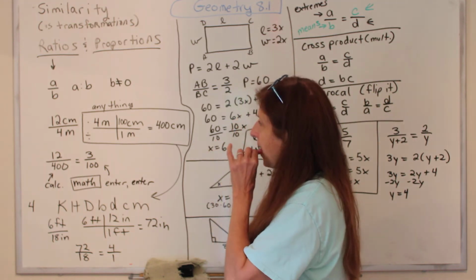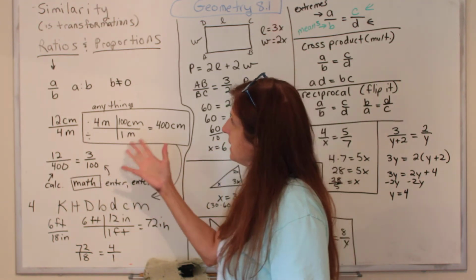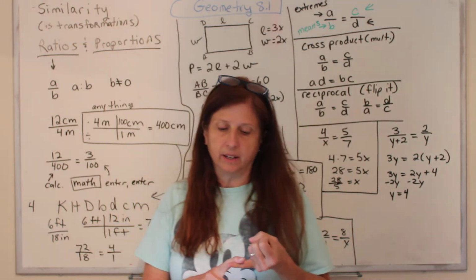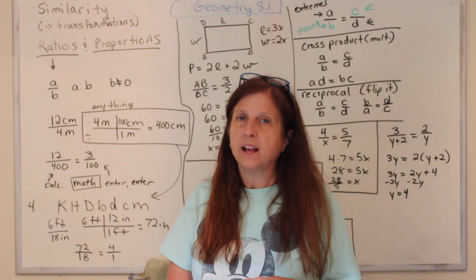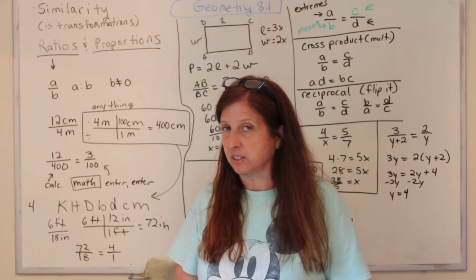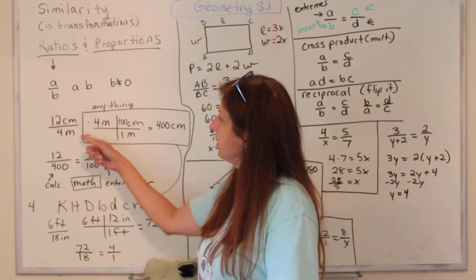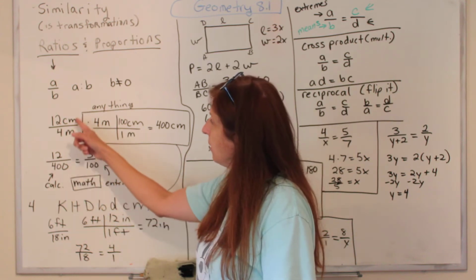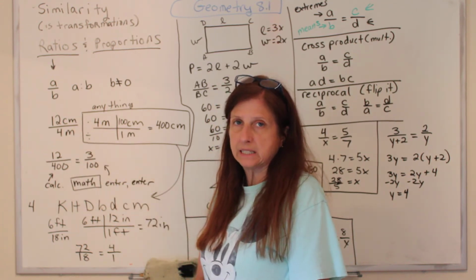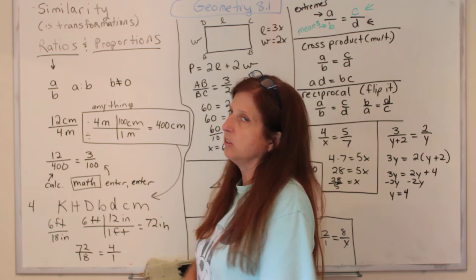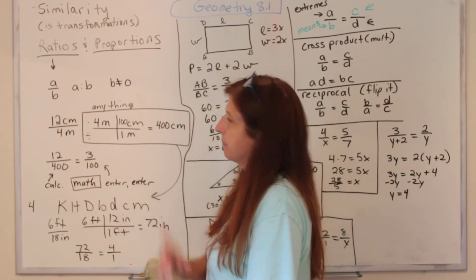Alright, so instead of doing it like how maybe you learned it in pre-algebra or algebra, they give you a few tricky questions to start off with. Like this one is 12 centimeters is to 4 meters. Well, notice they don't have the same units. So if they have different units, step 1 is to make them the same.